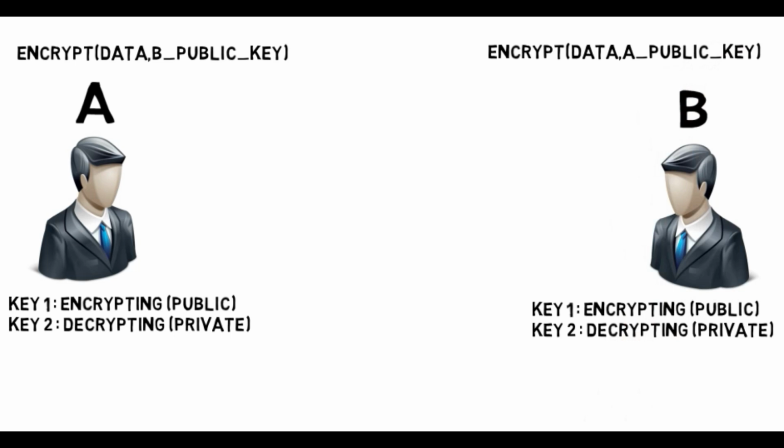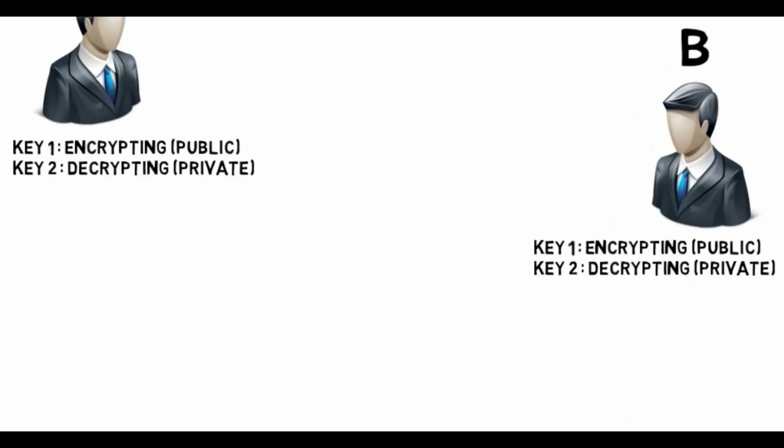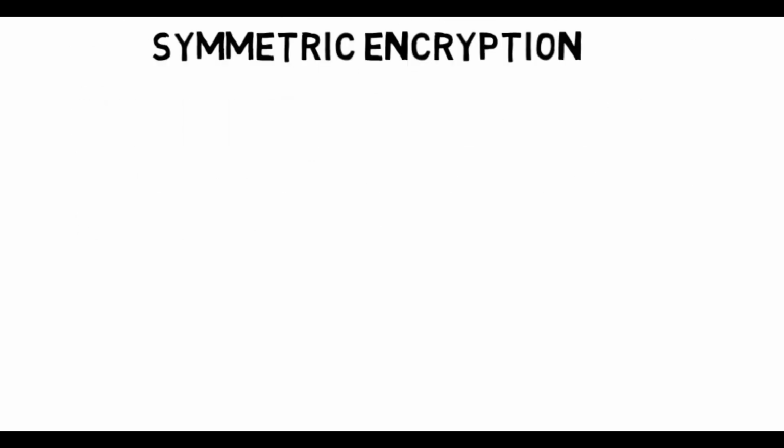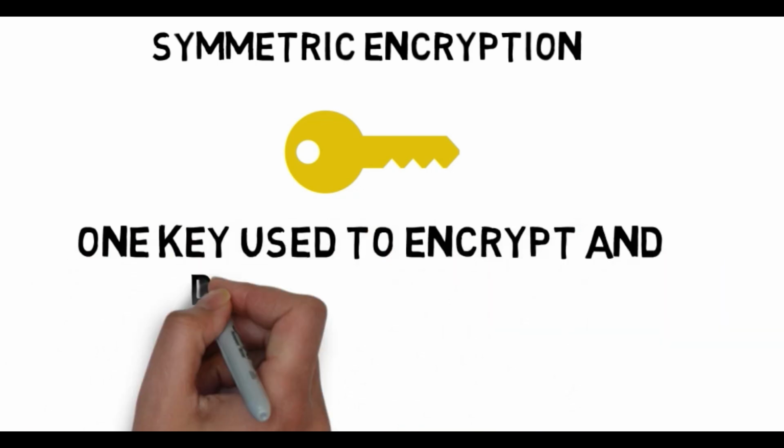But we can't use asymmetric encryption for data protection since it has some weaknesses. First, it's slower because it requires much larger key sizes. Also, in asymmetric encryption, we have ciphertext expansion. So whatever you encrypt with asymmetric encryption ends up larger and larger. And that's why we also have symmetric encryption, where there is only one key used to encrypt and decrypt data.